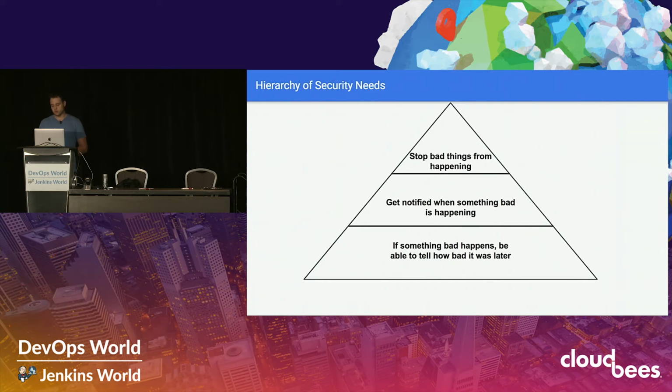Once we know how bad things were, it's good to start figuring out how to get notified earlier when things are happening to make that less bad. And then finally, you can start to look at some systems that stop bad things from happening, prevention.